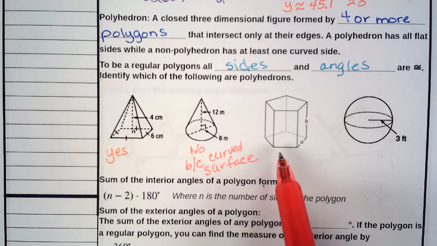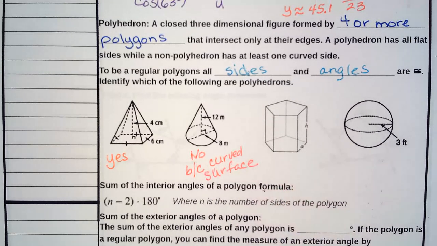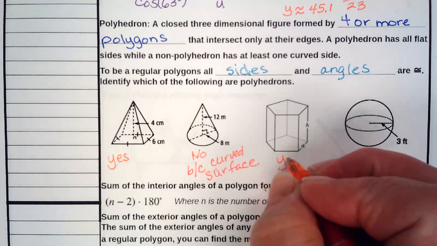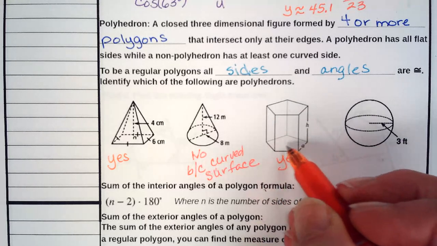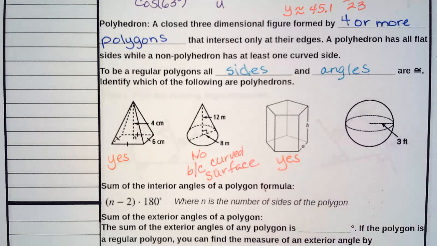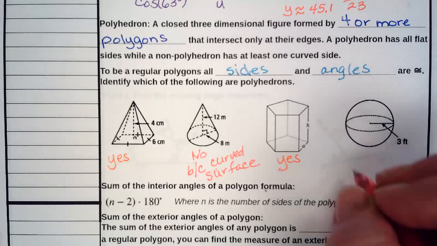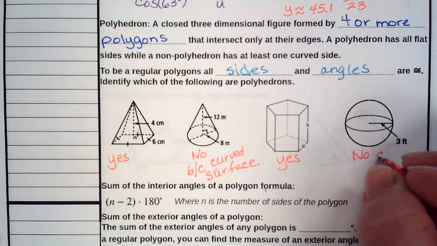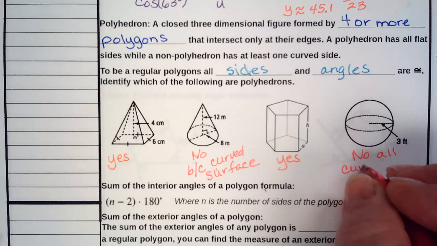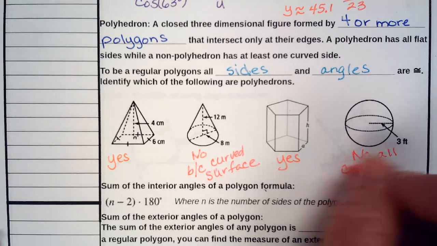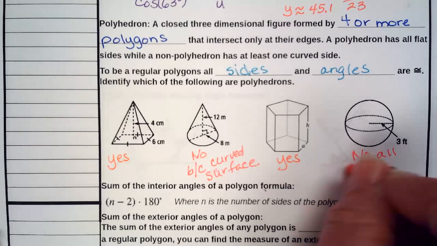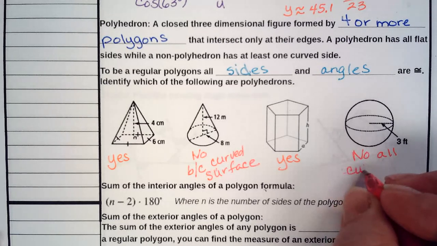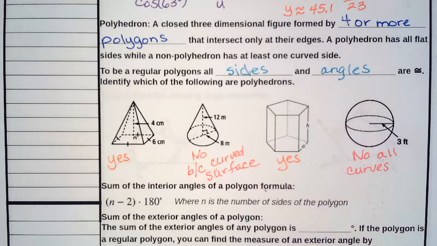What about the pentagonal prism? That would be yes again. You've got 2 pentagons, and then you've got 5 rectangles. You don't have any curved surfaces. And the last one is a sphere. This would be no. It's all curves. Remember, you can't have that curved surface. So, think about the different kinds of polygons we have.